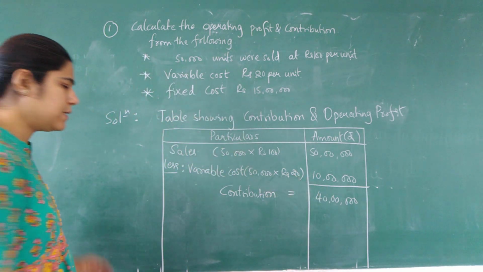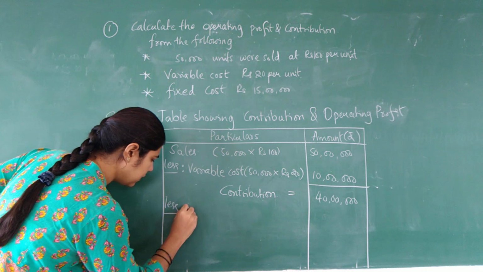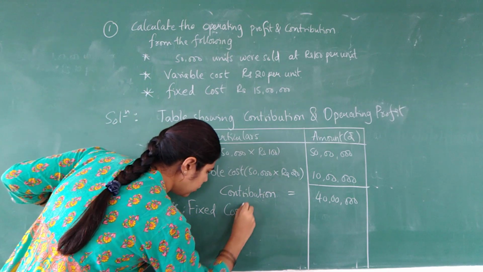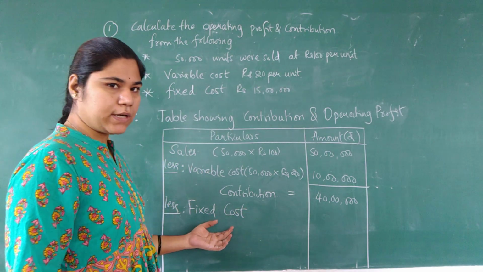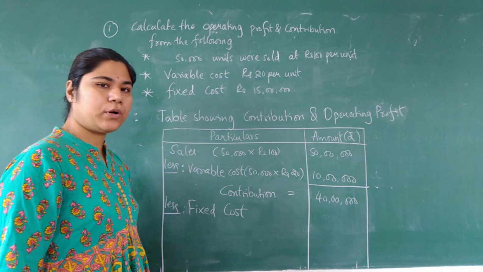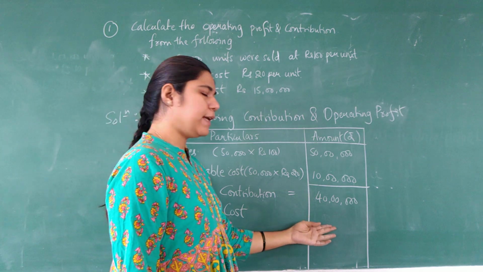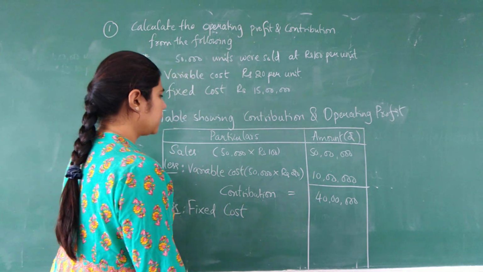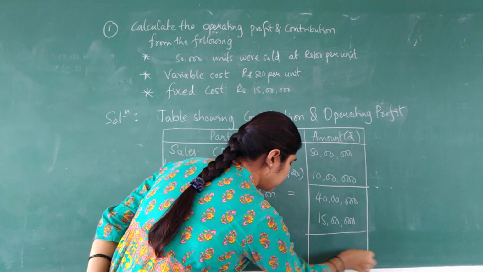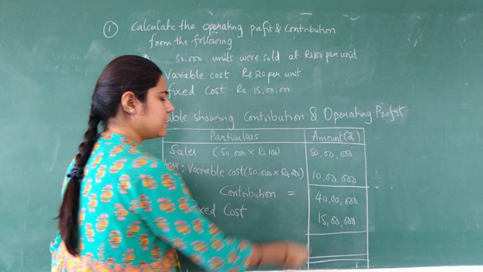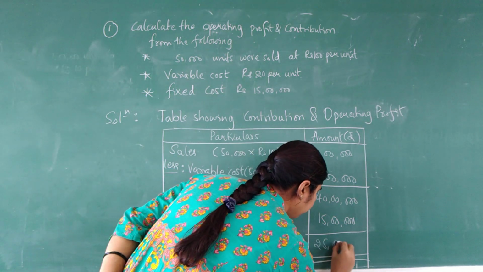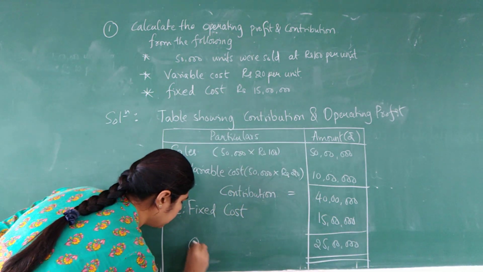The next step is less again fixed cost. Always I told you, the fixed cost will remain the same for any number of units produced. So directly we will take it to our amount column, that is 15 lakh. So we will get the difference, 40 lakh minus 15 lakh, we will get 25 lakh as the operating profit.